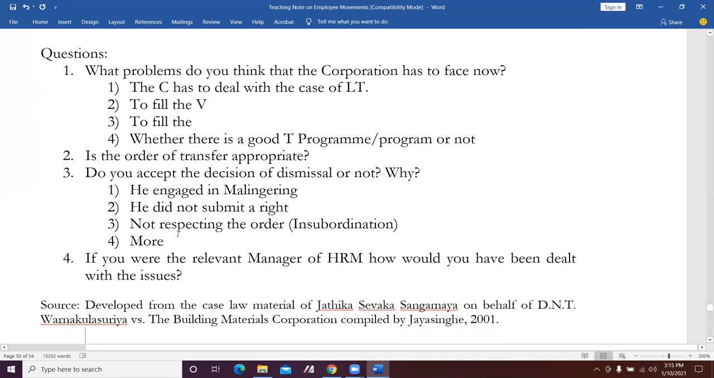So if you were the relevant manager of HRM, how would you have dealt with the issues? Of course, you have to follow the theory of HRM, specifically the theory of transferring. Managing people, yes, especially the transfer, yes.